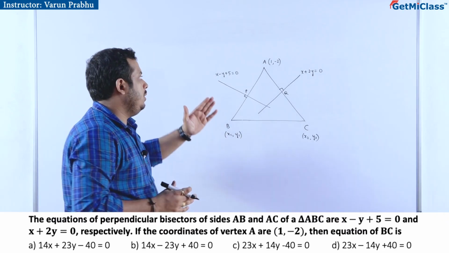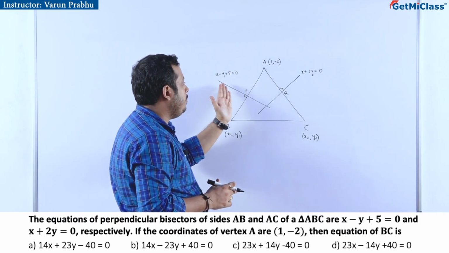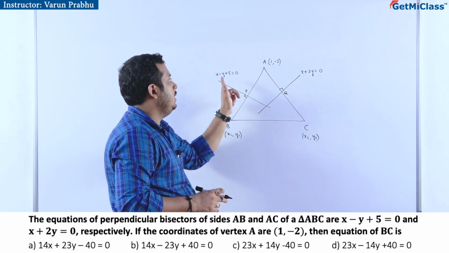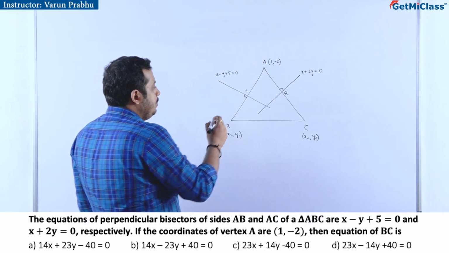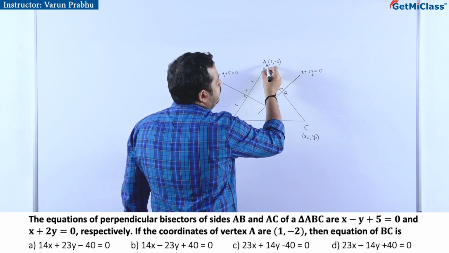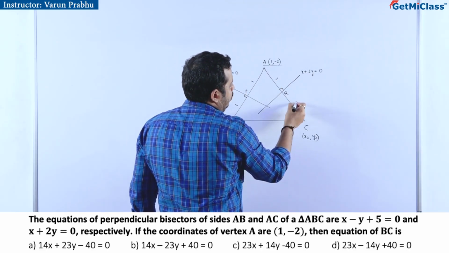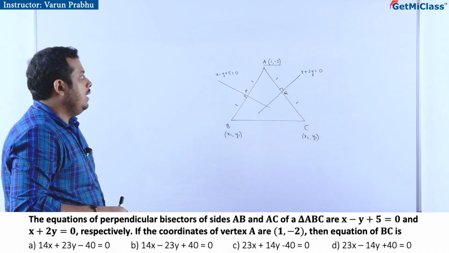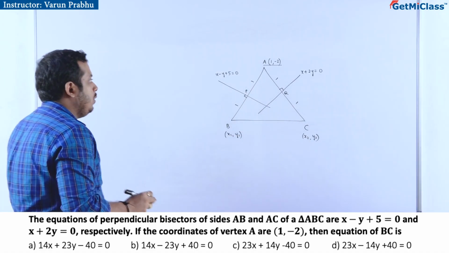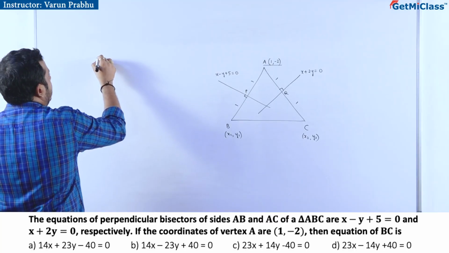If you look at this question, it's told in the problem that the equation of the perpendicular bisector of the side AB and AC is given in the problem like this. Then the equation of this particular vertex is given as (1, -2). Perpendicular bisector means P and Q should be the midpoints of AB and AC, correct or not? So now tell me, what is the coordinates of the point P?